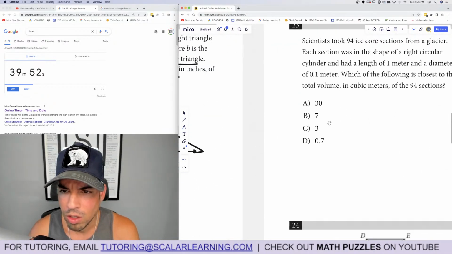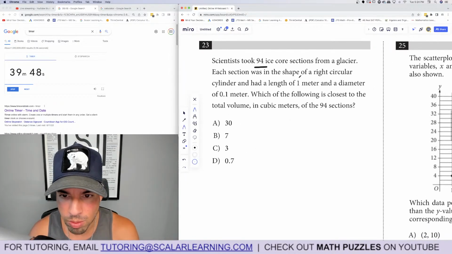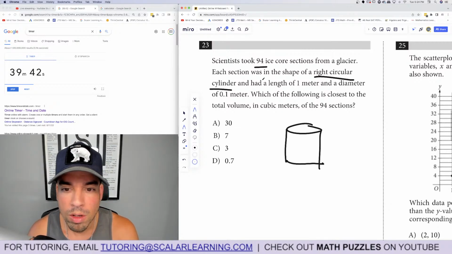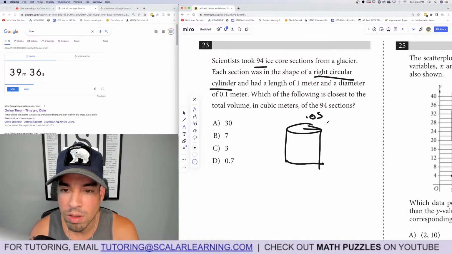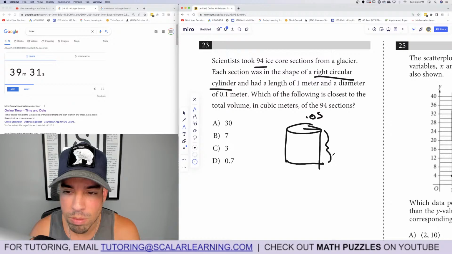Weird question. 23. A scientist took 94 ice core sections. Each section was in the shape of a right circular cylinder, which had a length of 1 meter, diameter of 0.1, which means a radius of 0.05. And a length, they mean height, I suppose, of 1.